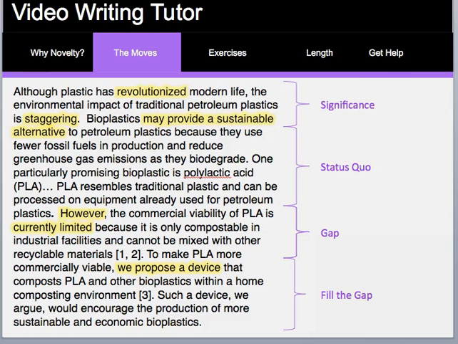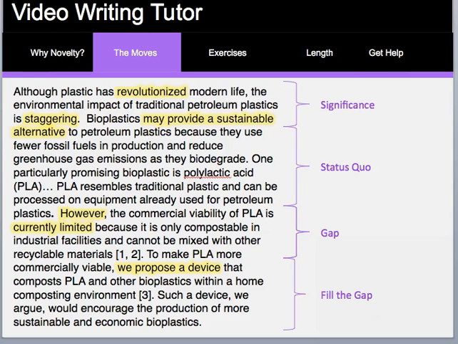Okay, so hopefully you got a chance to look over this example. I want to talk us through this one before you guys do some of these on your own. For this example, we learned that although plastic has revolutionized modern life, the environmental impact is staggering. Here we have clear moves at significance with words like revolutionized or staggering. Definitely a big picture significance that I, even as a non-specialist, care about.